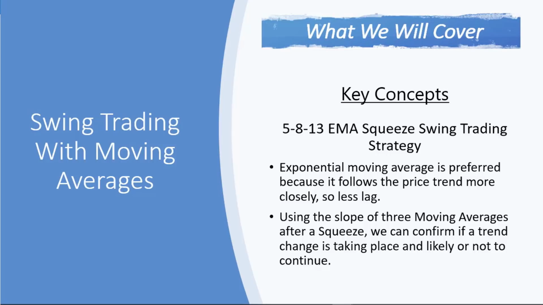So the 5, 8, and the 13 EMA squeeze swing trading strategy is as follows. The exponential moving average is preferred here because it follows the price trend more closely, so there's less lag. It is a swing trading system.